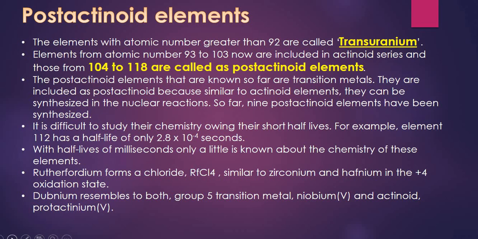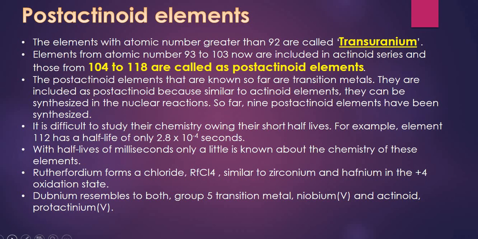They are included as post-actinoid because, similar to actinoid elements, they can be synthesized in nuclear reactions. So far, 9 post-actinoid elements have been synthesized. It is very difficult to study their chemistry owing to their short half-life. For example, the element with atomic number 112 has a half-life of only 2.8 × 10^-4 seconds. With half-lives of milliseconds, only a little is known about the chemistry of these elements.